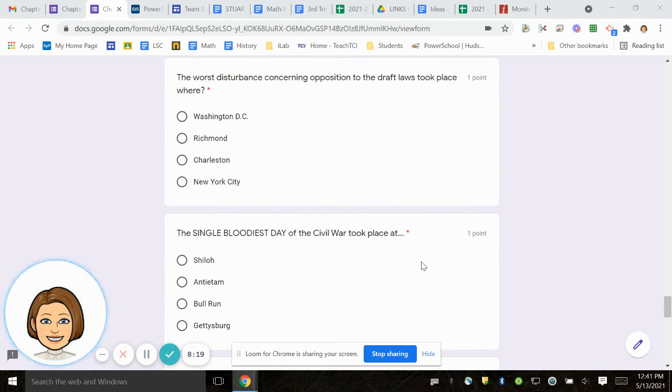Number 19. The worst disturbance or riot concerning opposition to the draft laws took place where? Washington, D.C., Richmond, Charleston, New York City. Number 20. The single bloodiest day of the Civil War took place where? Shiloh, Antietam, Bull Run, Gettysburg.